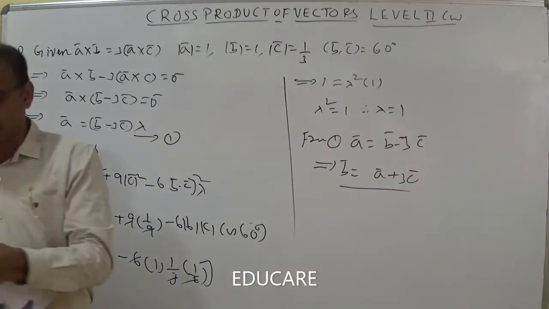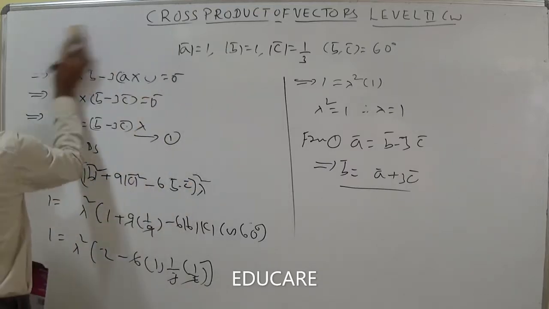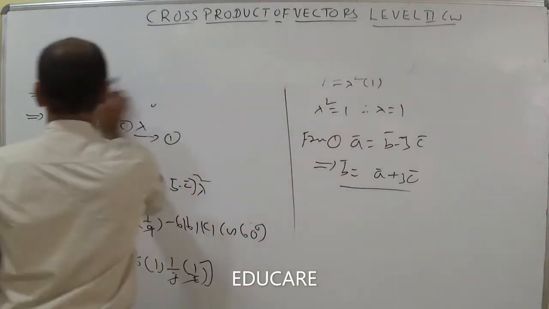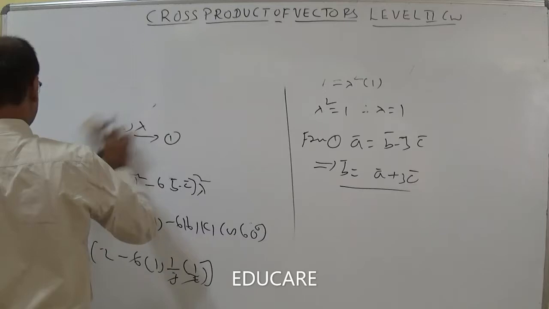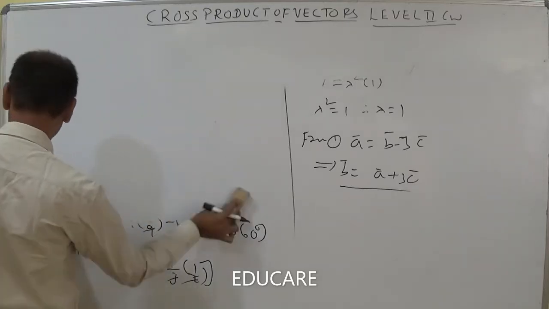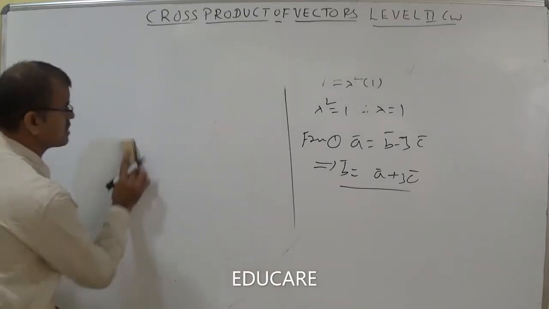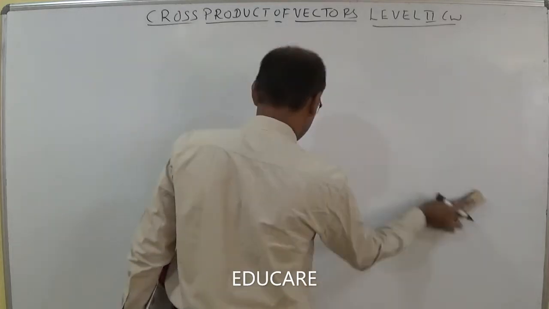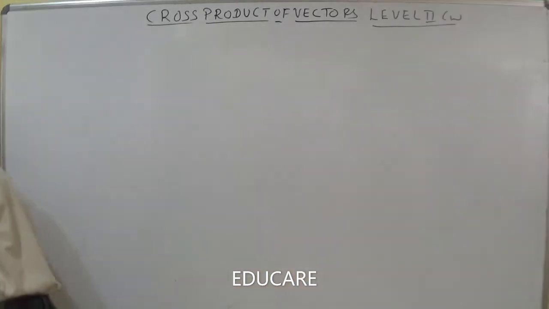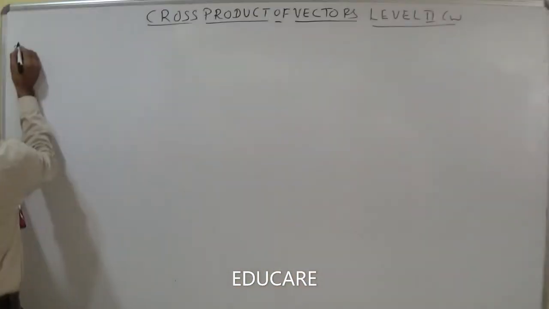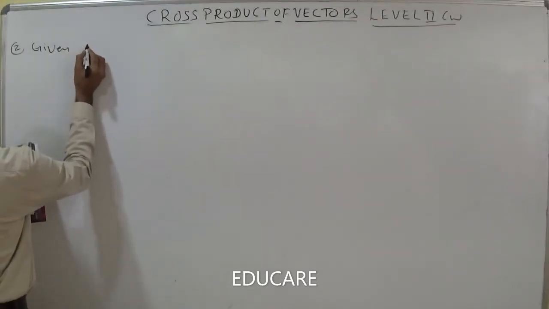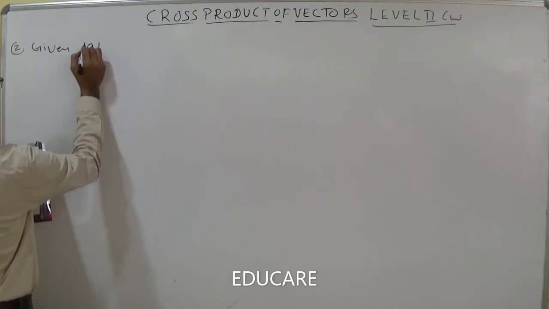Second question: let A bar, B bar, C bar be unit vectors such that A bar dot B bar is equal to A bar dot C bar. That means A bar and B bar perpendicular, A bar and C bar also perpendicular. Given data, I am writing: A bar, B bar, C bar are unit vectors.